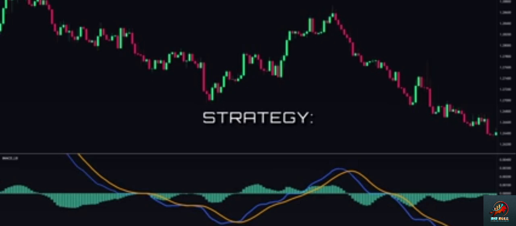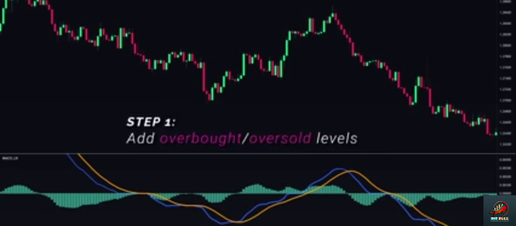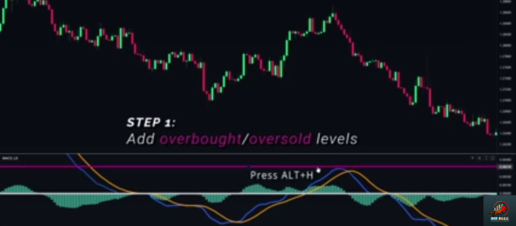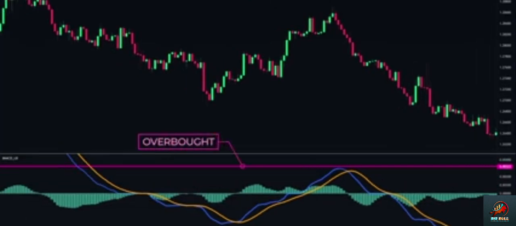So this next strategy is a little bit more advanced, but it also has a higher win rate. It's called the Impulse MACD extension, and this is how you trade it. The first step is we need to manually add overbought and oversold levels on the indicator. And so what you do is, you drag your mouse above the middle line of the indicator and press Alt-H. Or, you can just add the lines manually like this. And so this will be your overbought line.